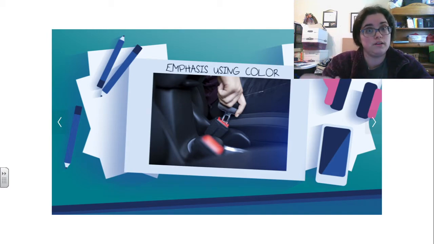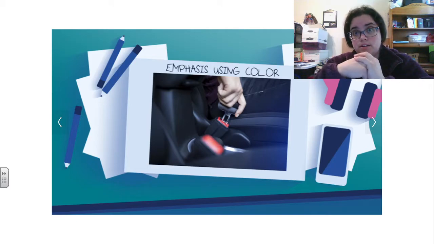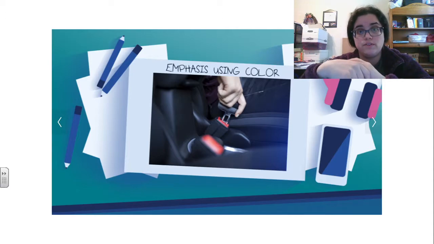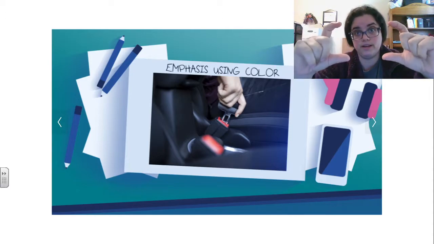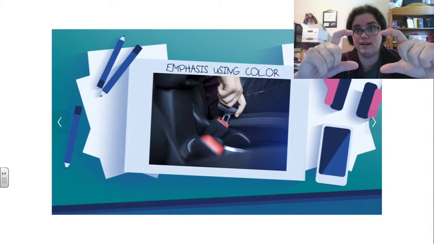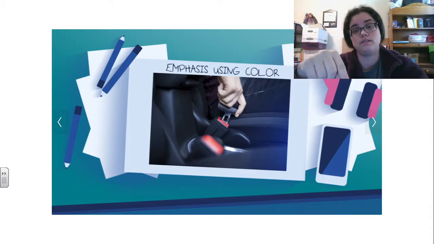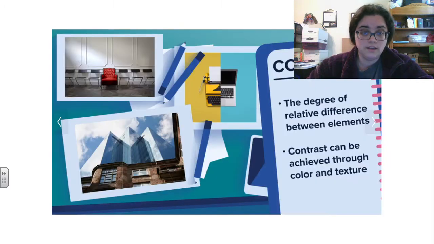Here's an example of a product where they emphasize using color. They've got red on your seatbelt buttons, so you can find it easier in the dark, or if you're struggling, like you get in a wreck and you can't find it as easily. If it's bright red compared to the stuff around it, it might be easier to find that button and release your seatbelt and get out of the car safely.